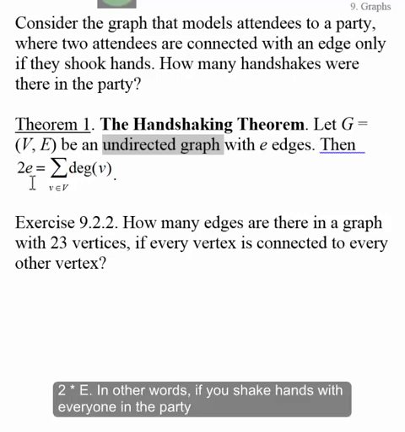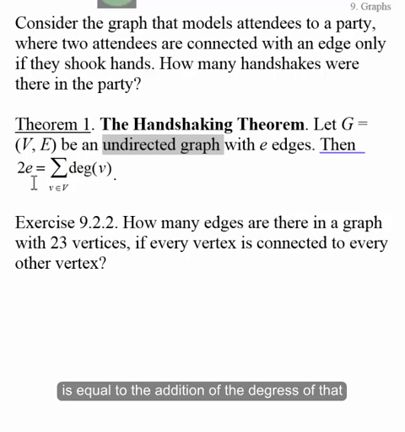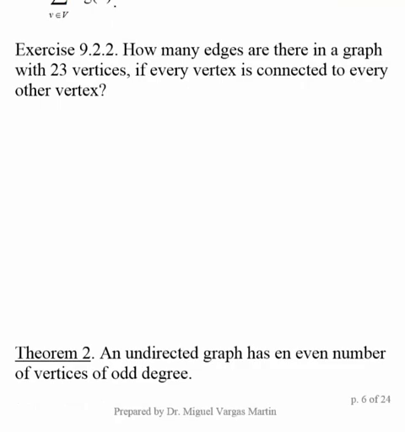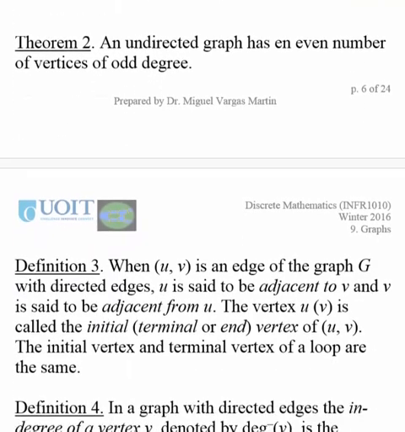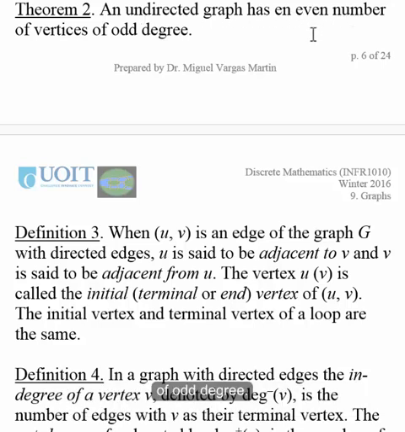So in other words, if you shake hands with everybody in the party, that's the condition, the number of edges is equal to the addition of the degrees of all the vertices divided by 2. So we have a theorem that an undirected graph has an even number of vertices of odd degree.